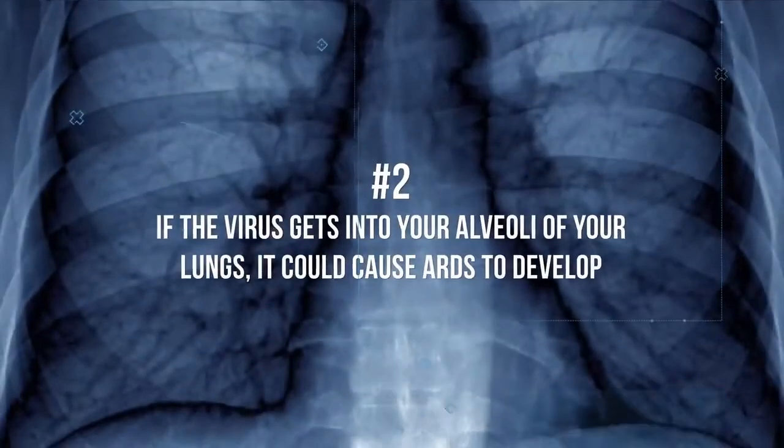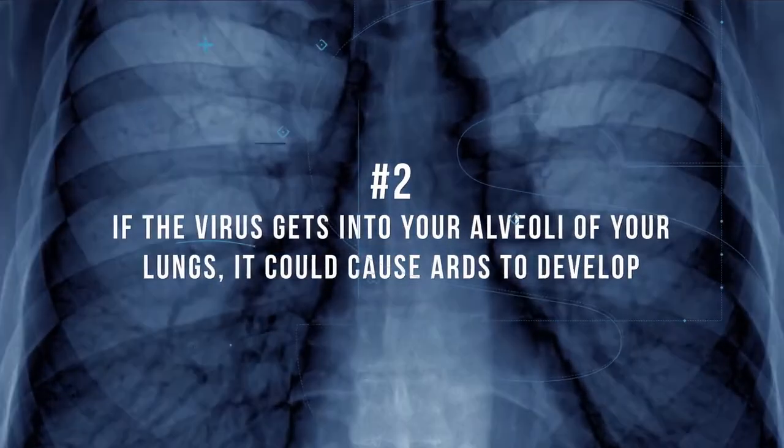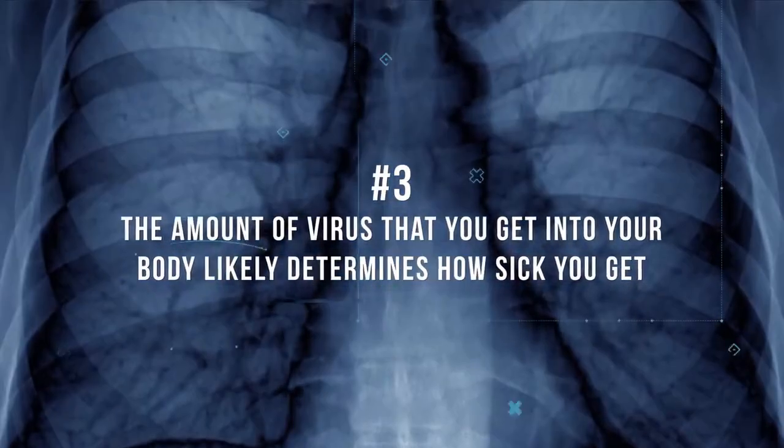All right, number two, it makes sense that if the virus only gets into your mouth or nose or throat, but not the lungs, that it would cause only cold-like symptoms. But if the virus gets all the way down into the alveoli of your lungs, specifically the type 2 alveoli, that's where you're going to have ARDS potentially develop. And by the way, the ACE2 receptors that are in your gut probably explain why some patients end up getting nausea, vomiting, diarrhea.